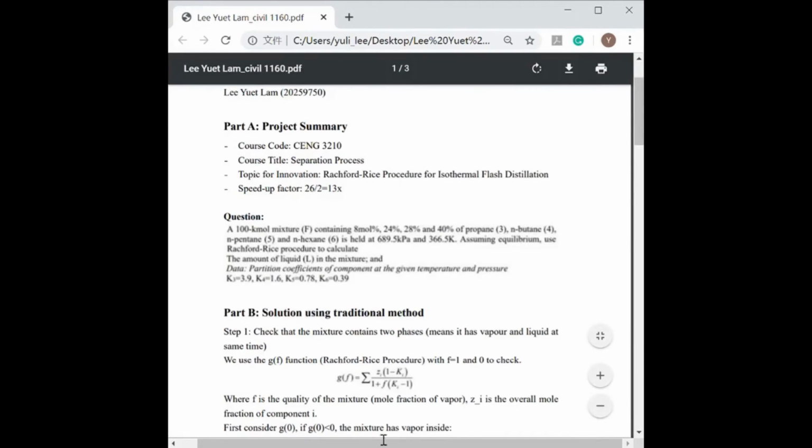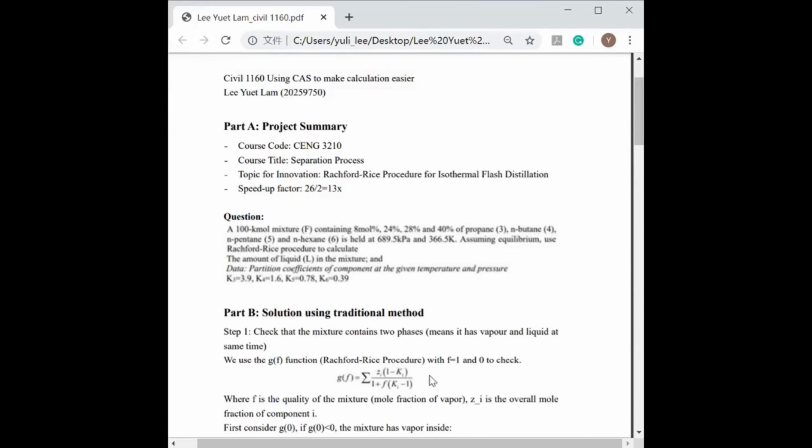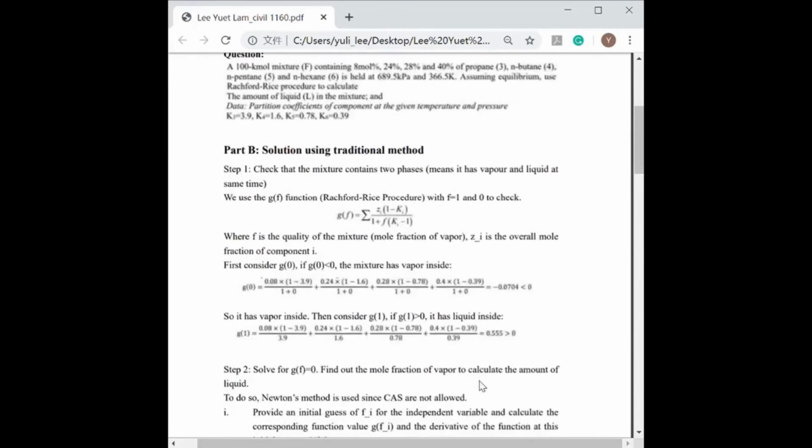As you can see, the main function we will use is this g function, where z_i is the overall mole fraction of component i, K is the partition coefficient, and these two values are given in the question. And the F value is the mole fraction of vapor, which is the variable in this case.